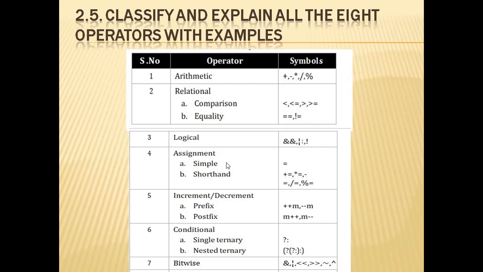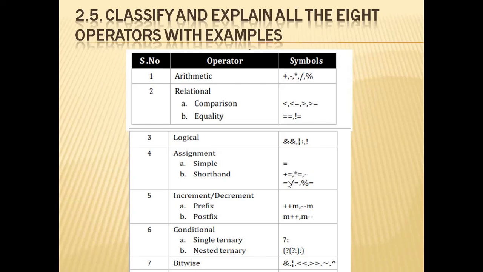And the next type is assignment operators. The two types of assignment operators are simple assignment and shorthand assignment. In simple assignment, this is the equal symbol, which is called the simple assignment operator. Then this comes under the shorthand assignment operators. See, plus equal performs the addition operation, and then the result is assigned to the variable. Another example is asterisk equal, which performs the multiplication operation, and then the result is assigned to the variable.